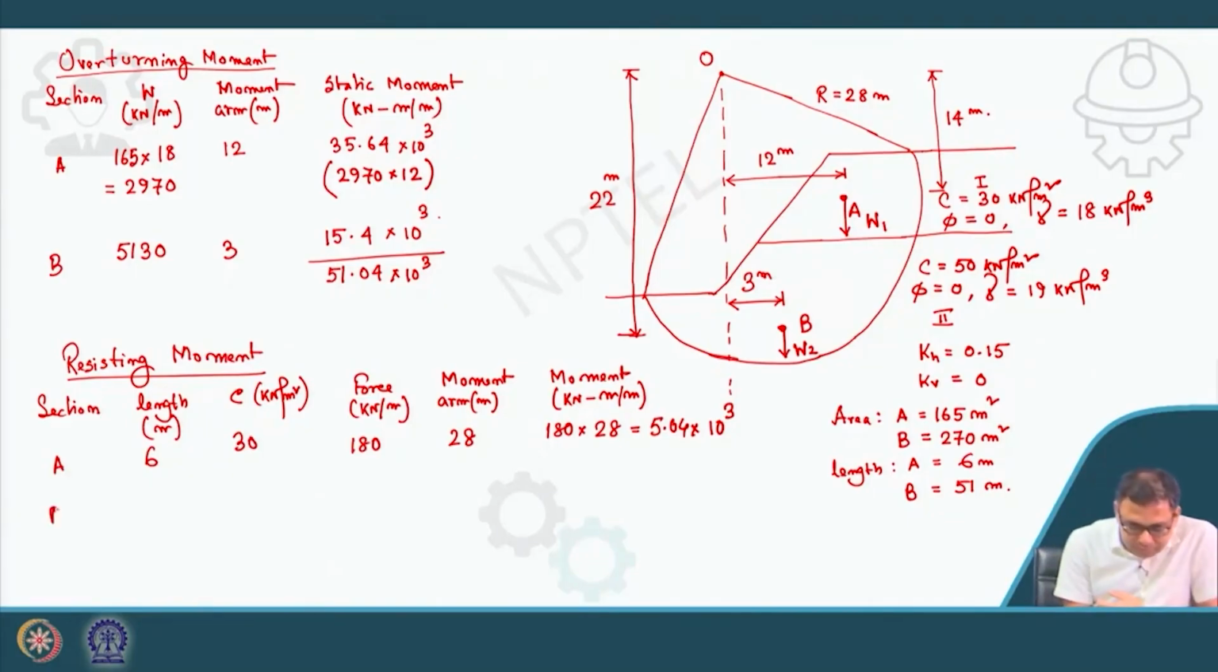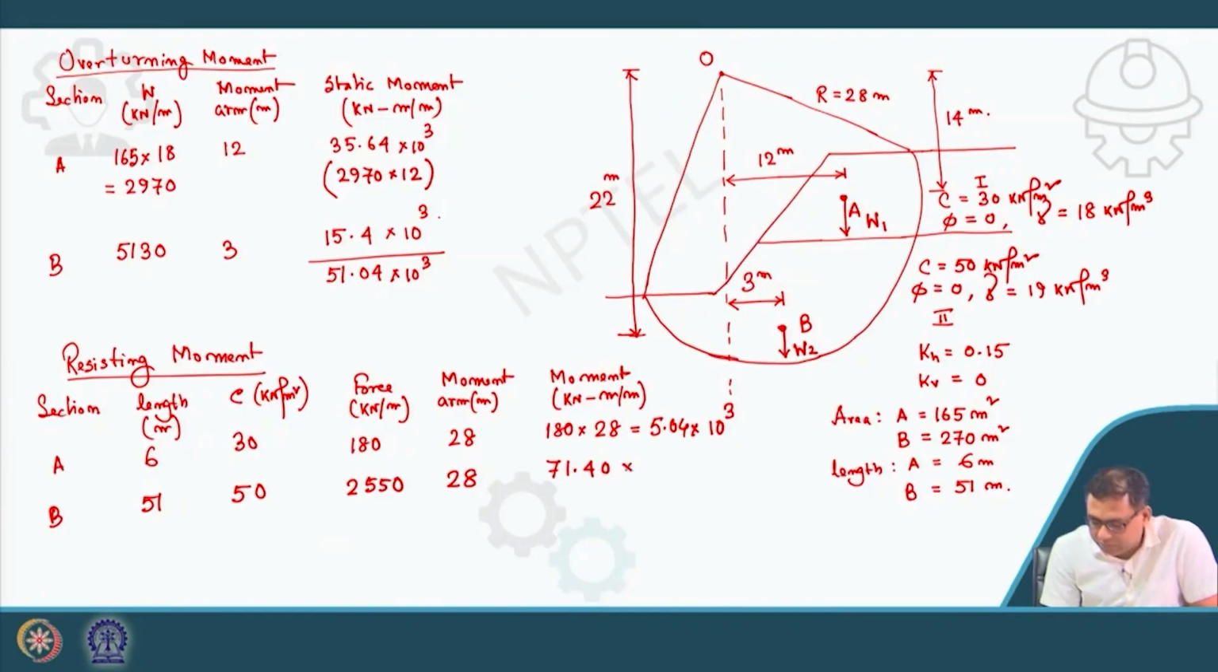So now for the section B, the length is how much? 51. Cohesion is 50. So the force is 2550. Again the moment arm will be the same because it is the same circle. So this will be 71.40 into 10 to the power 3. So the total resisting moment will be 76.44 into 10 to the power 3.